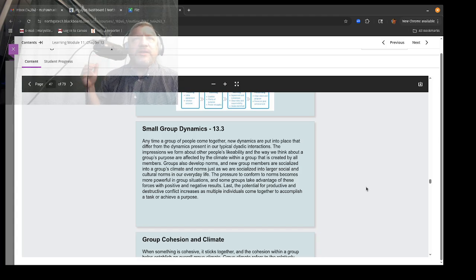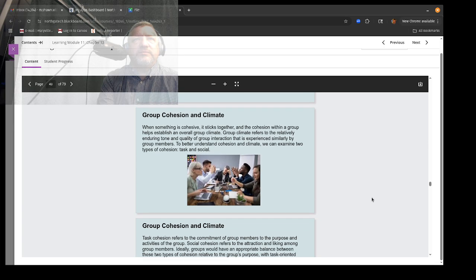Small group dynamics. Anytime people come together, new dynamics are put into place that change the previous dynamic. So we have to think about small groups being always in a state of flux, always in a state of change. As new members are added, old members go away, right? So keep that in mind, that there's always a bit of conflict and there's always a bit of learning, always.